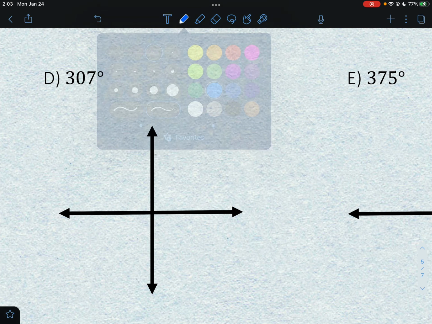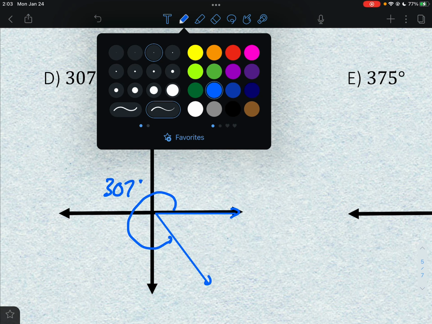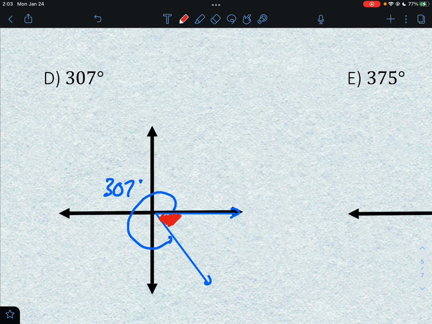Part D, 307. 307 is bigger than 270. So we're looking at somewhere around there. That angle would be 307. So our reference angle would be right in here. So to get this angle, we're going to do 360 minus 307, which is 53 degrees.